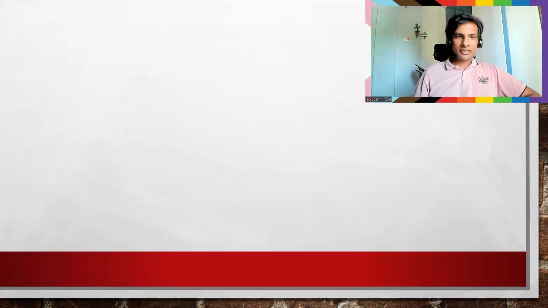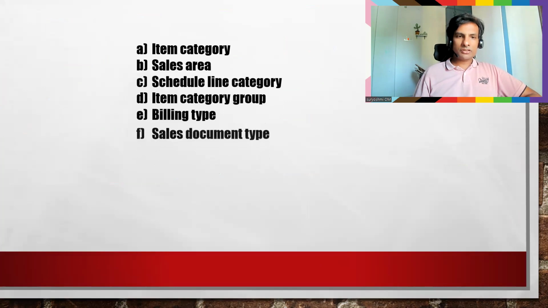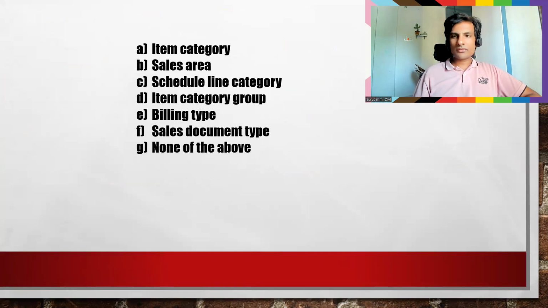Okay, let's see this. So these are the options, right? Item category, sales area, scheduling category, item category, billing type, sales document type, none of the above. So the answer is F. It's ruled out, no other option will fit. In sales document type, you can find two fields: open quotation messages, and contract related messages, the outline agreement messages. So the answer is F. It's a sales document header, okay?